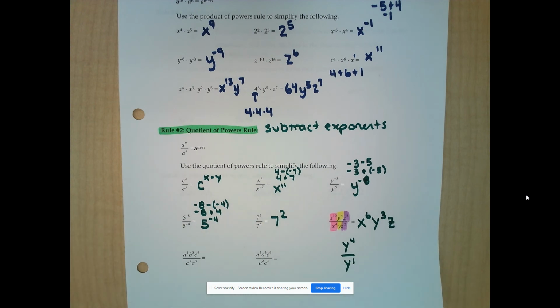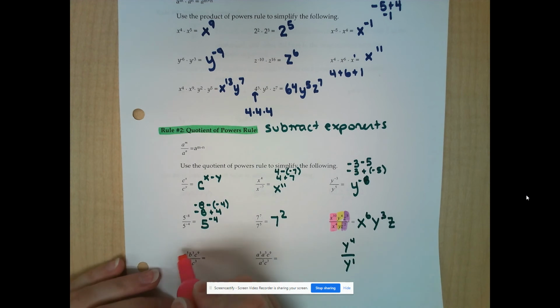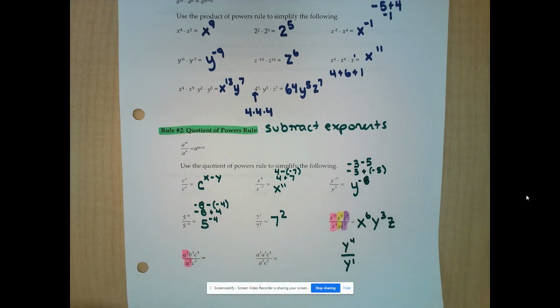Same idea, moving forward, I'm going to look and see what has the same base. A to the 5th over a to the 2nd. I also have a c to the 9th over c to the 3rd. But the b does not have a partner in the denominator. So I don't highlight it. It just ends up being part of my answer because there's nothing to simplify.